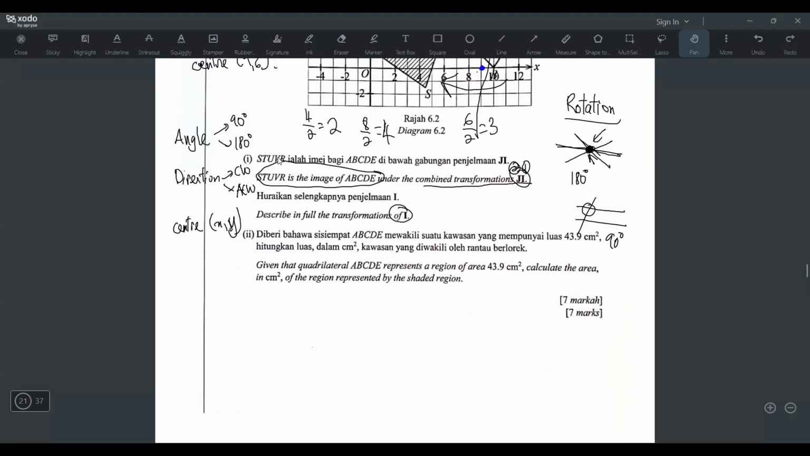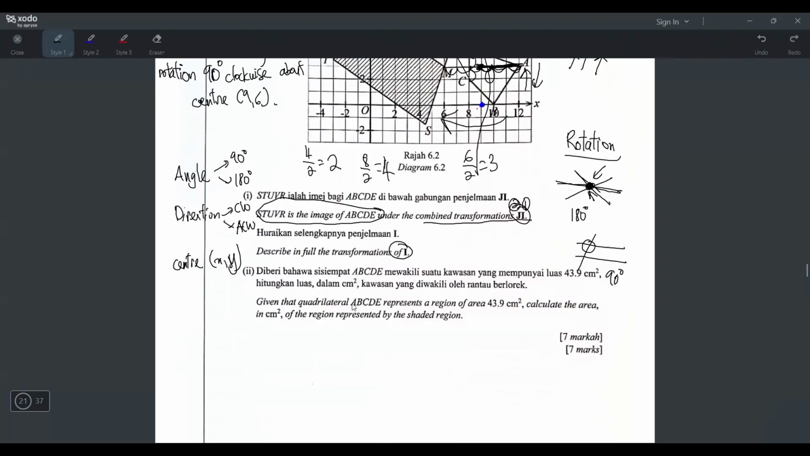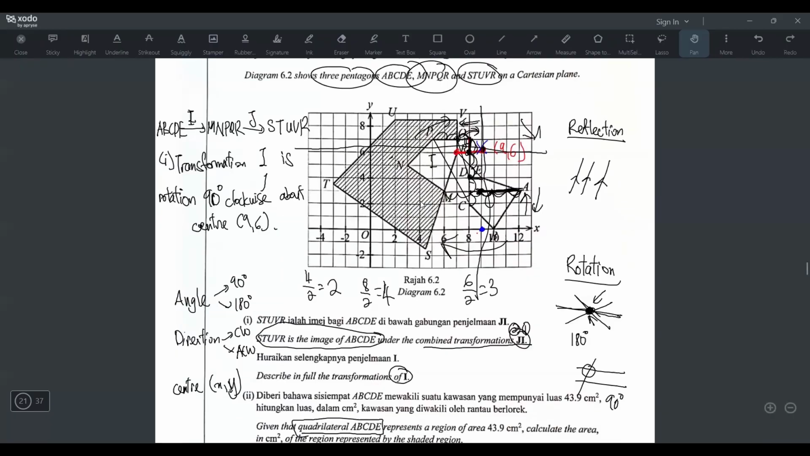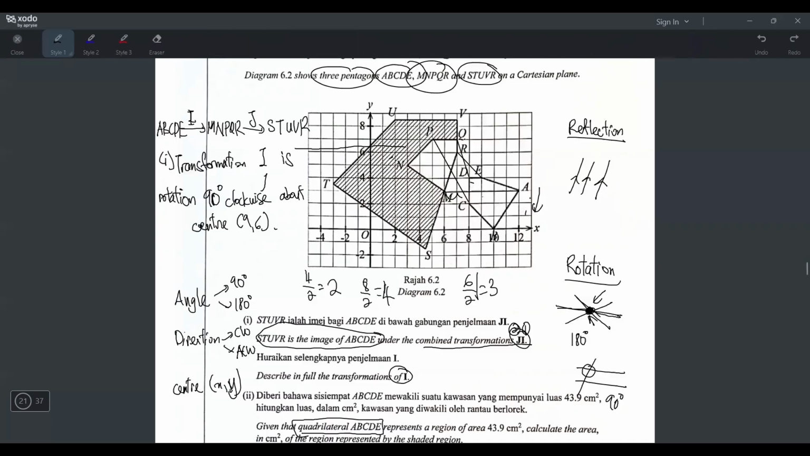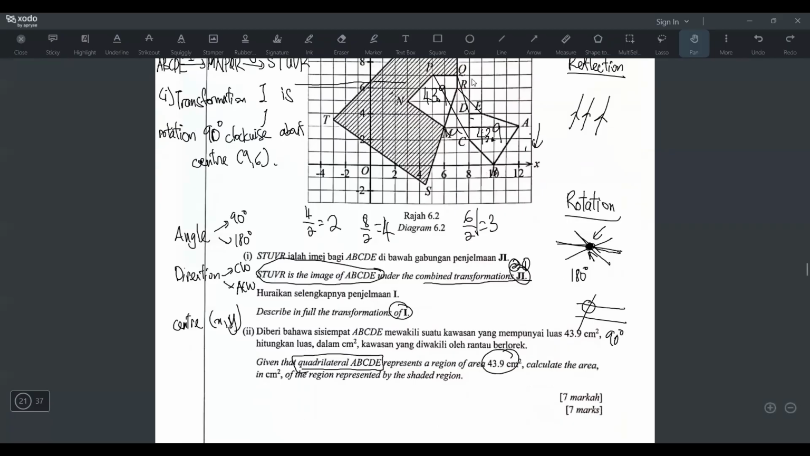All right, let's do the last question, number 2. Given that quadrilateral ABCDE, where is it? Okay, let's erase all the extra stuff. ABCDE is this one, the small one, represents a region of 43.9 cm square. Then this also will be the same, because they are the rotation of each other. When you rotate, the size never changes, which means the area also never changes.